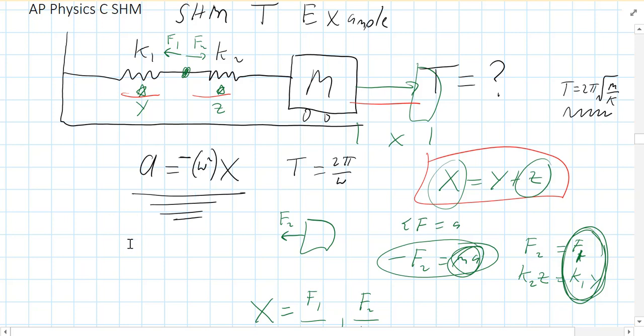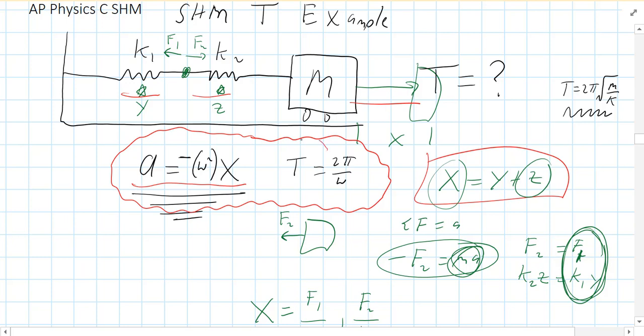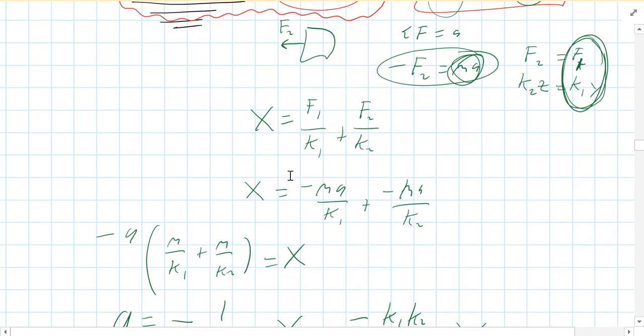The big picture, though, is make sure you keep the big idea there. You want to get a in terms of x. Whatever ends up in front of the x is omega squared. And then we use T equals 2 pi over omega to find the period, okay?